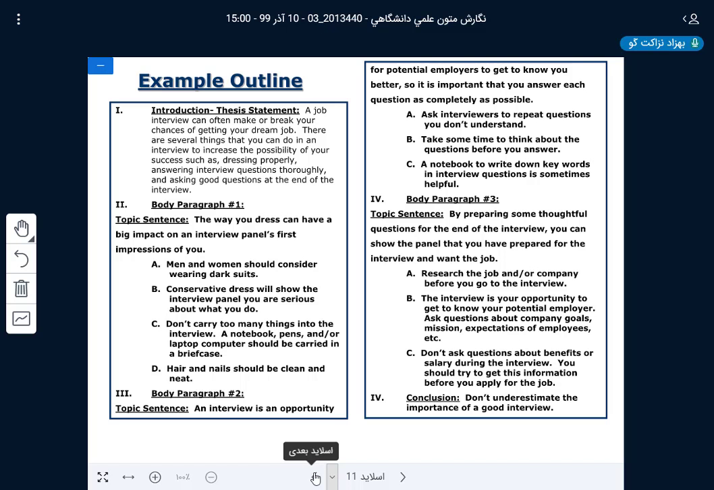Let's look at this example. This is an outline example. Okay, Irfan, will you please start reading the introduction?